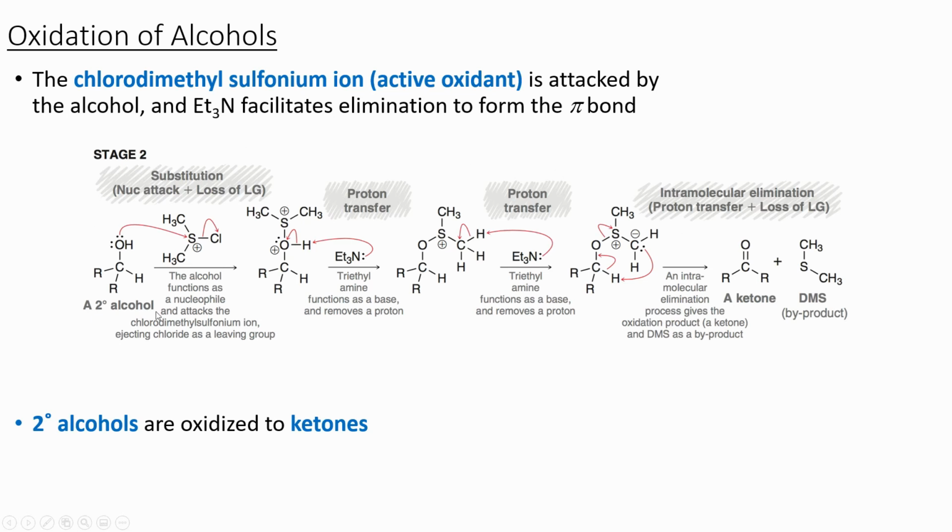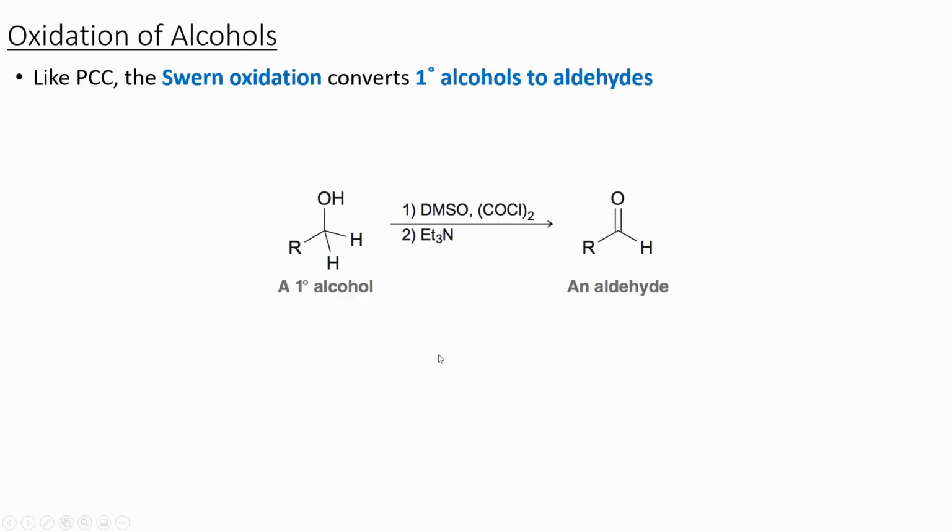So this mechanism is extremely complicated, but there are a lot of really good steps to this mechanism. We have substitution, we have elimination, we have proton transfers, all in the same mechanism. And so it'll culminate in the formation of a ketone that came from a secondary alcohol. In the presence of a primary alcohol, the Swern oxidation conditions will also stop at the aldehyde stage. So we now have two reactions that will convert a primary alcohol into an aldehyde and will not over-oxidize up to the carboxylic acid.